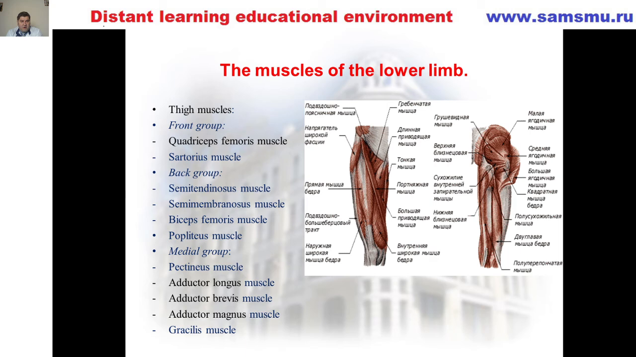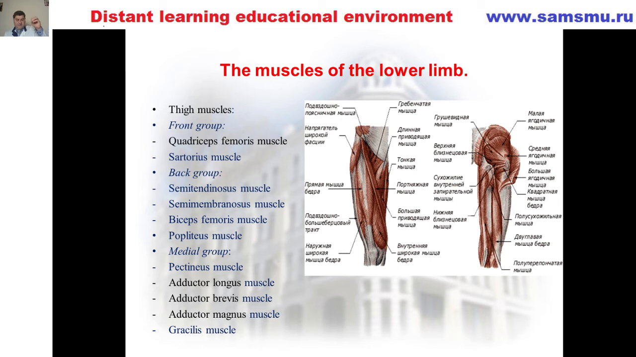And also we talk about the popliteus muscle, musculus popliteus. It's triangular and lies on the posterior surface of the knee joint. It arises from the lateral epicondyle of the femur and from the capsule of the knee joint, the oblique popliteal ligament, and also inserts into the proximal part of the posterior surface of the tibia.